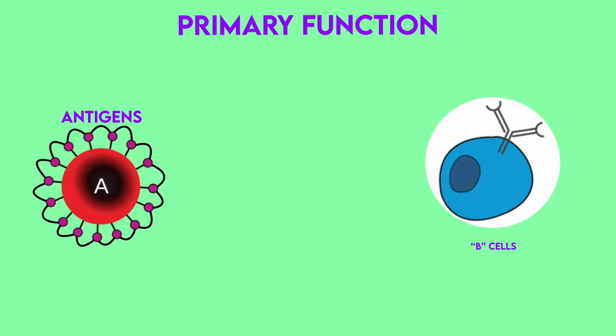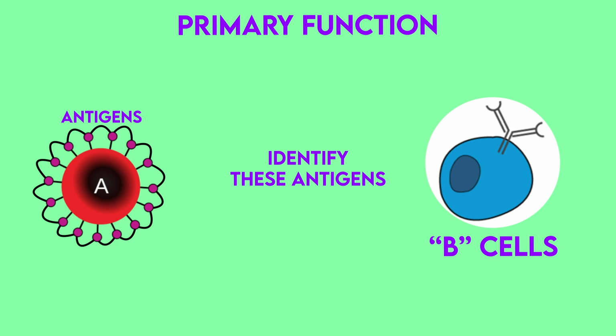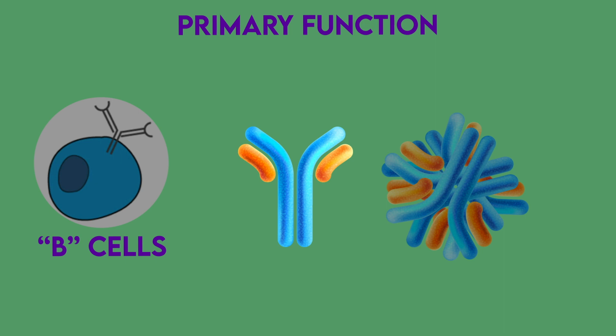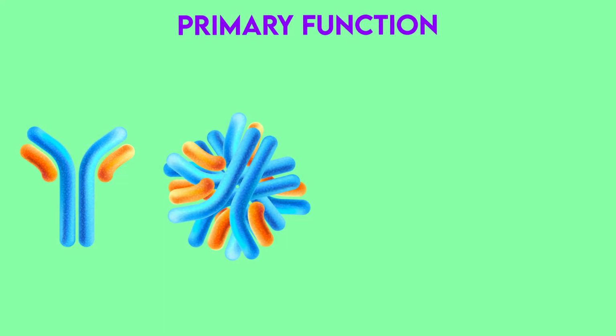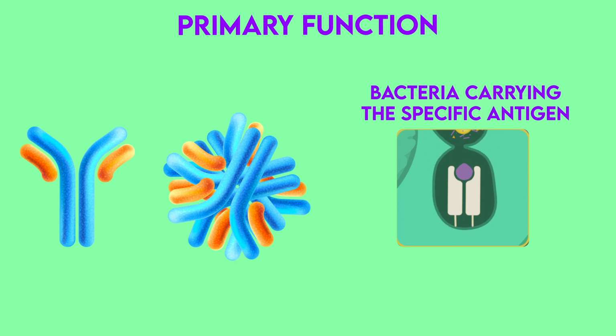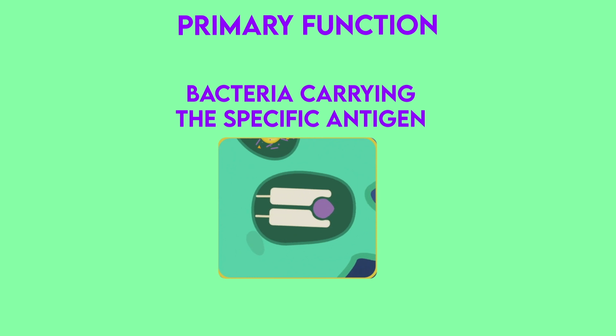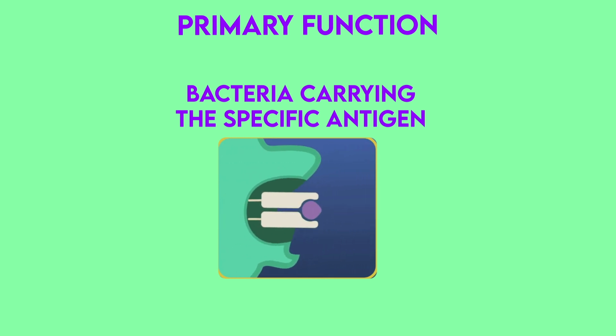When B cells identify these antigens, they go into overdrive, generating a multitude of antibodies represented as tiny Y-shaped structures. As these antibodies disperse, they can bind to bacteria carrying the specific antigen. If another bacterium of the same type possesses identical antigens, the antibodies can then bind to those ones as well.